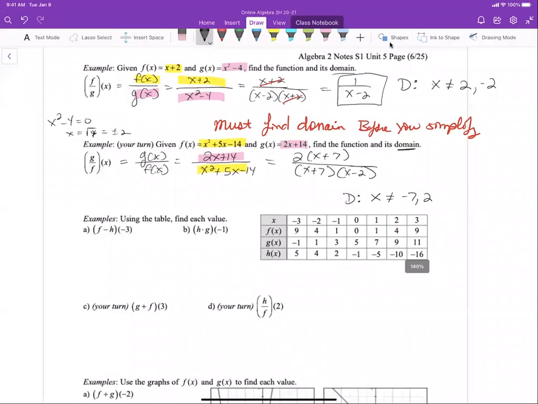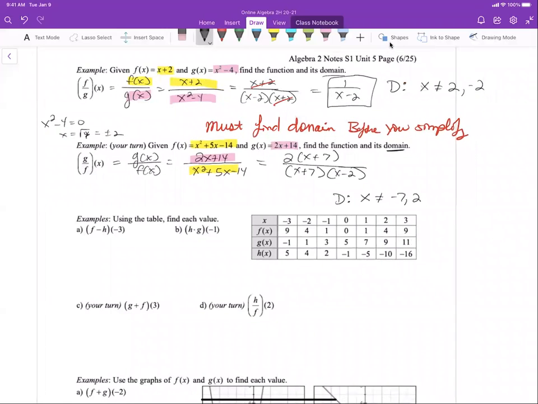Okay, so I've kind of lost where I'm at, but at any rate, we found that the domain cannot, x values cannot be -7 and 2, because that would cause that numerator to become 0, and we can't divide by 0. Now we can simplify, and our answer will be 2 over x minus 2.